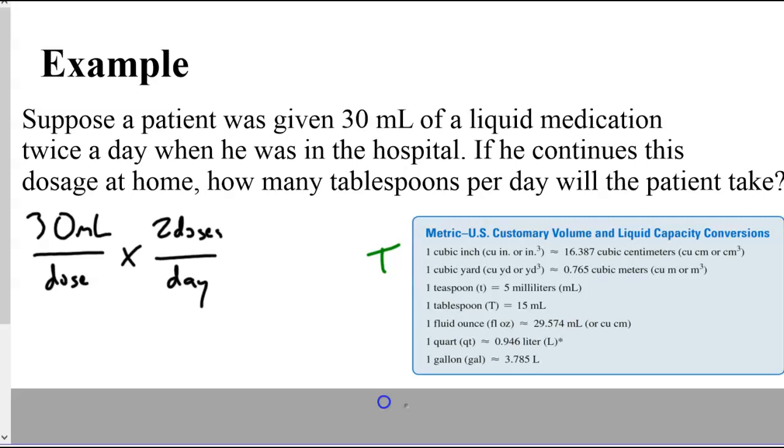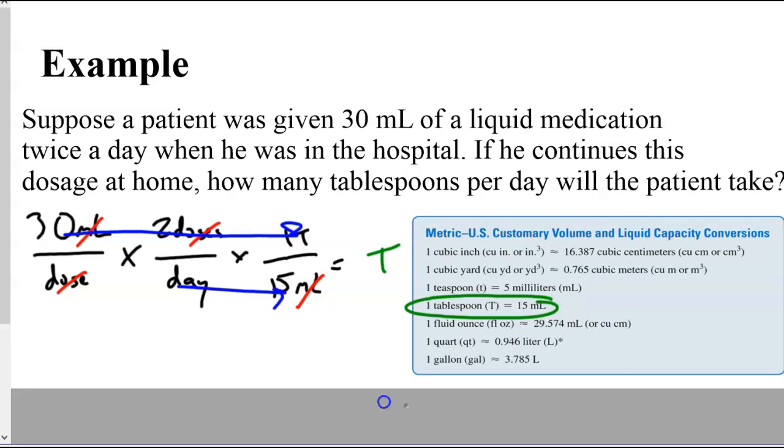In looking for tablespoons, we can see that here is our unity fraction that has milliliters on there, and there are milliliters in our problem. Milliliters is on top in our problem, so let's put 15 milliliters on bottom, so that we can cancel the milliliters out, and we can cancel the doses out. It was 1 tablespoon per 15 milliliters.